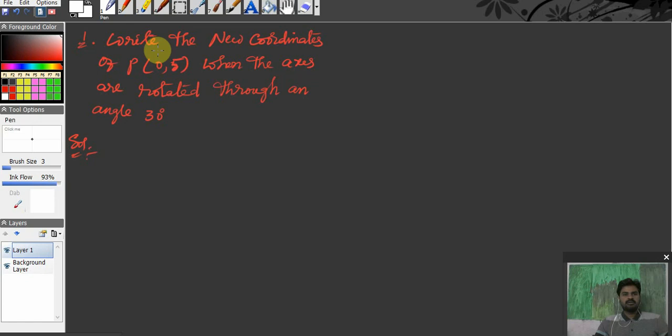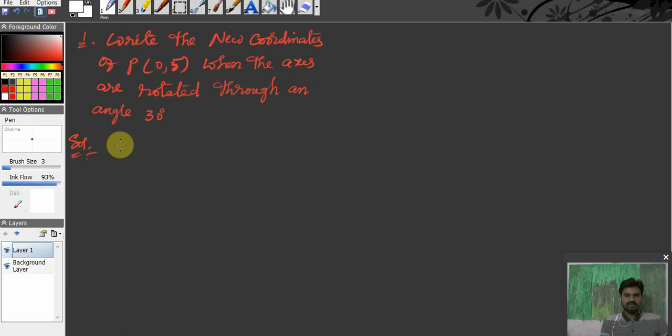So coming to the concept, look at the problem: write the new coordinates of the point P (0, 5). That means we have to find the new coordinates of the point. But what is the given coordinate here? (0, 5) is the world system coordinate. How do we know this? Read the given problem carefully. We have to find the new coordinates of the point P, so the given coordinate should be the original system coordinate. That is our hint.